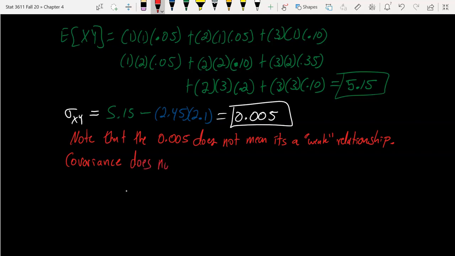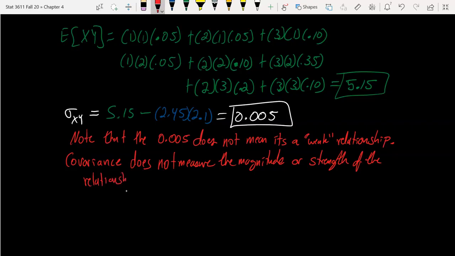Let's write that down. Does not measure the magnitude or strength of the relationship. Just the nature of it, that's positive or negative. Why does this not measure the magnitude or strength of the relationship? That is because covariance is not scale-free.